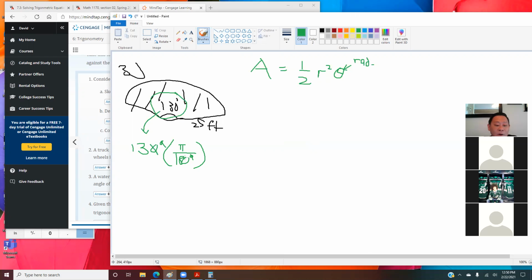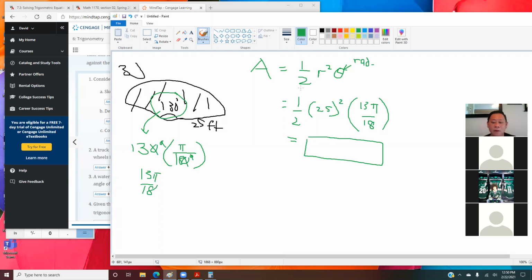You can cancel the 0. So what is 130 degrees in radians? 13 pi over 18. Now you can plug it into the formula: one half times your radius, 25, squared, times your radian, 13 pi over 18. Take out your calculator now and tell me your answer. Make sure you know how to calculate this in the calculator, and your unit is square feet.